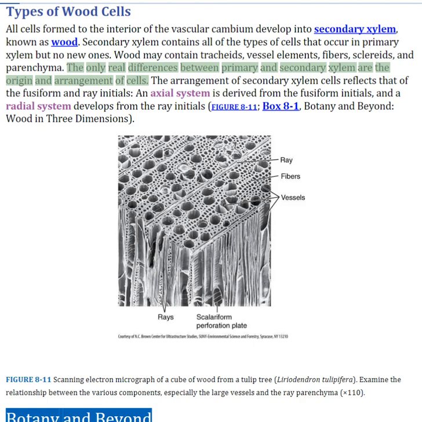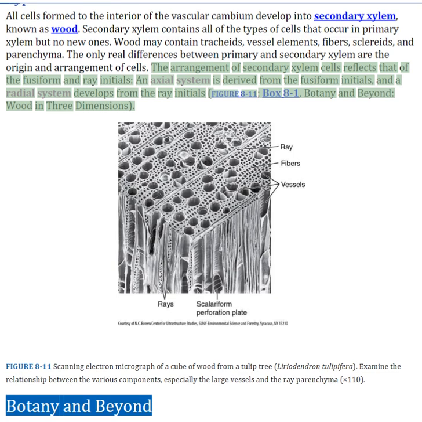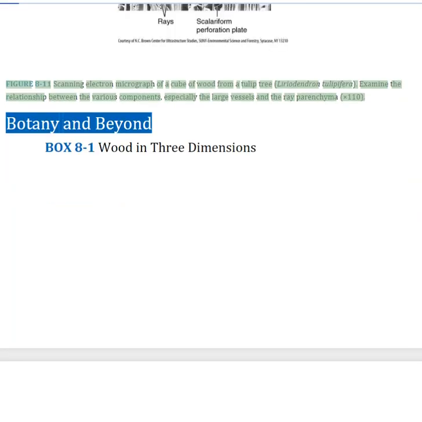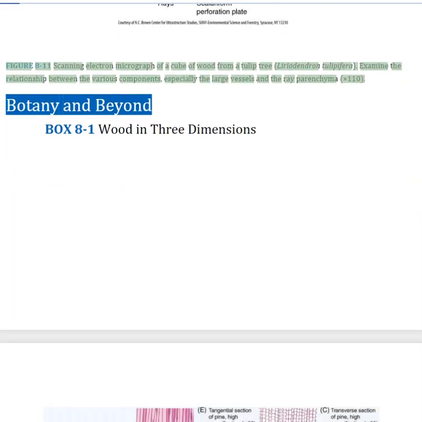The only real differences between primary and secondary xylem are the origin and arrangement of cells. The arrangement of secondary xylem cells reflects that of the fusiform and ray initials. An axial system is derived from the fusiform initials, and a radial system develops from the ray initials. Figure 8-11. Scanning electron micrograph of a cube of wood from a tulip tree. Examine the relationship between the various components, especially the large vessels and the ray parenchyma.